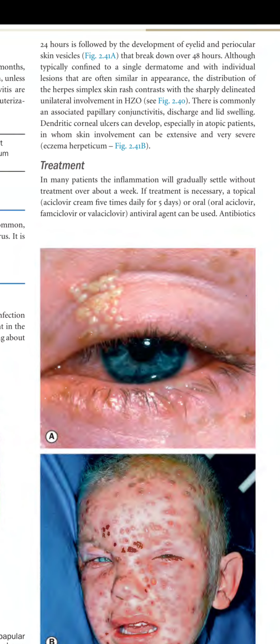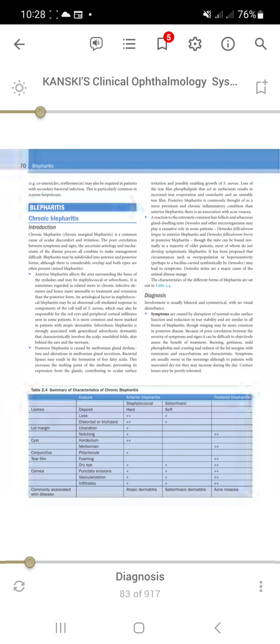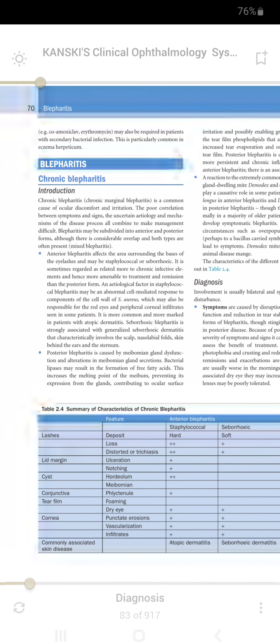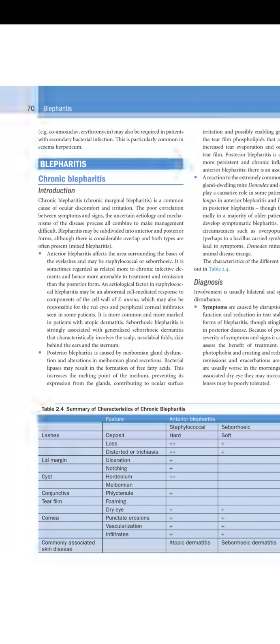In many patients, the inflammation will gradually settle without treatment over about a week. If treatment is necessary, topical acyclovir cream 5 times daily for 5 days, or oral acyclovir, famciclovir, or valacyclovir antiviral agents can be used. Antibiotics, for example amoxicillin or erythromycin, may also be required in patients with secondary bacterial infection. This is particularly common in eczema herpeticum.